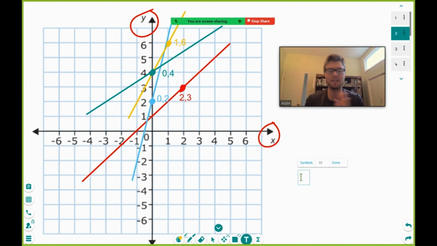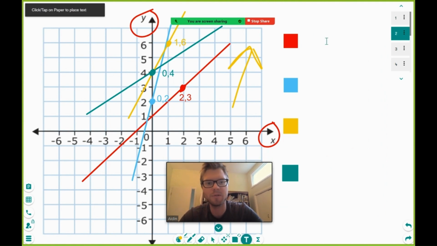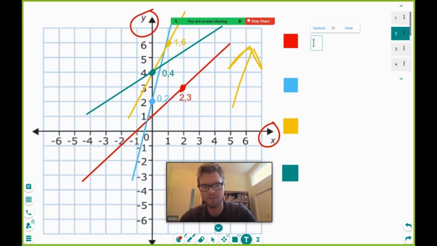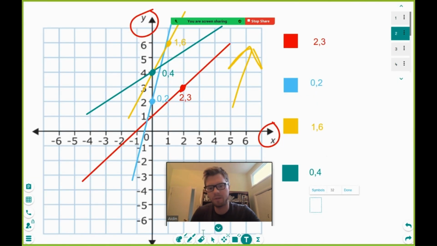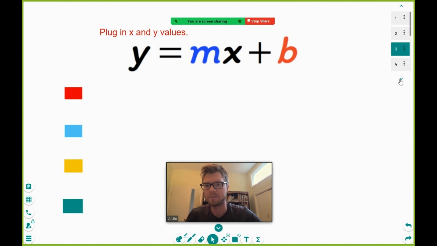This is very, very easy. So we have red, blue, yellow, and green, and I'm going to put all of those points here again. So 2 and 3 was that one. What we're going to do now is use that equation of a line, y equals mx plus b, and plug in these numbers. Okay, so plug in x and y values.